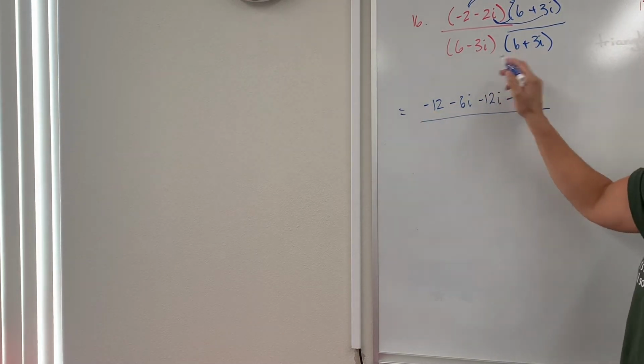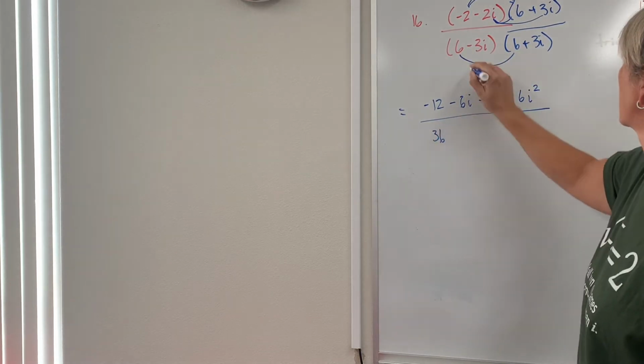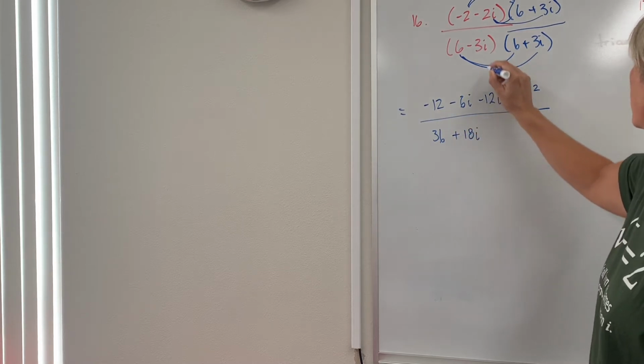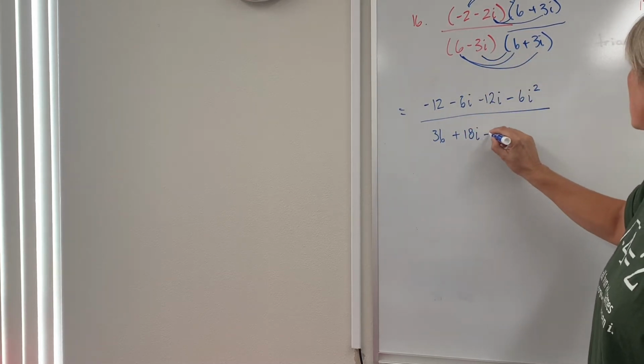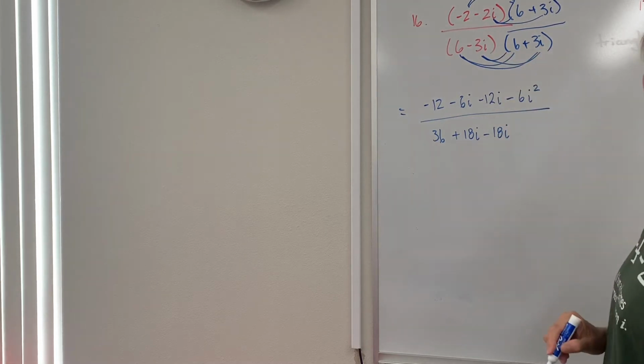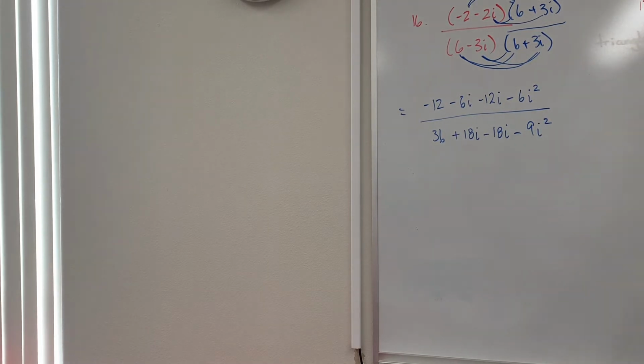And then I would do the same on the bottom. So 6 times 6 is 36. 6 times 3i is 18i. Negative 3i times 6 is minus 18i. And negative 3i times positive 3i is minus 9i squared.